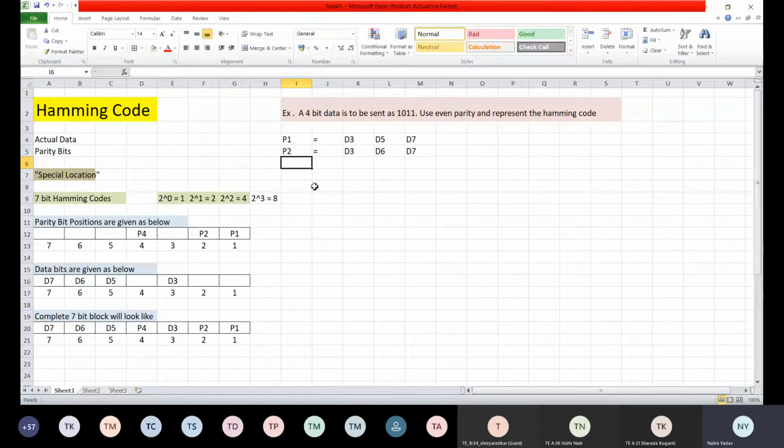After this, now we have to calculate P4. We need to see how P4 is calculated. So P4 is calculated as D5, D6 and D7. This is how we will be calculating each parity bit. We said that the values of D3, D5, D6, D7 will come here, but the missing values, which are called parity bits, those parity bits we need to decide.